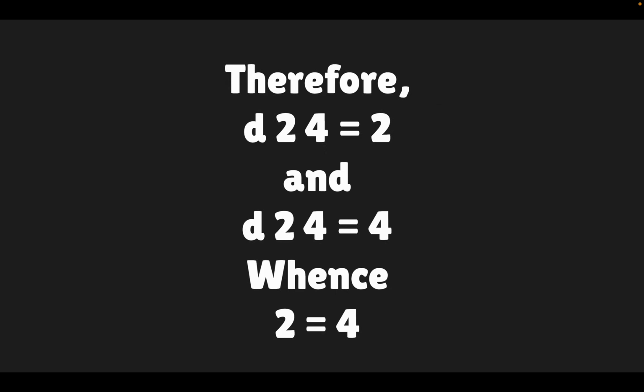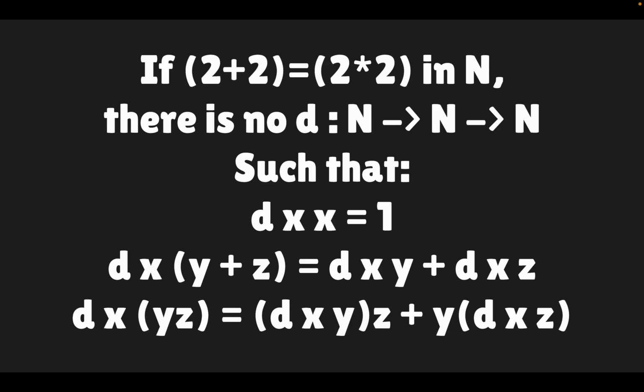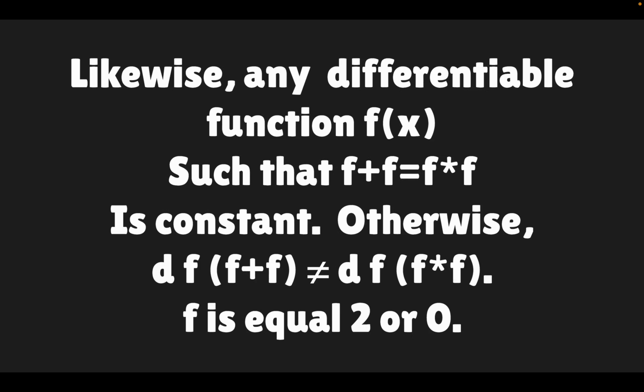And so, what have we proved? We've shown that the derivative of 4 with respect to 2 is equal to 2, and the derivative of 4 with respect to 2 is 4. So 2 is equal to 4, which is a contradiction. So if we have a collection of objects n, and we can add them, we can multiply them, then we've shown that there can't be a d that takes in two n's and outputs another n, such that the derivative of x with respect to x is 1, and we have a version of an equation representing the sum rule and an equation representing the product rule.